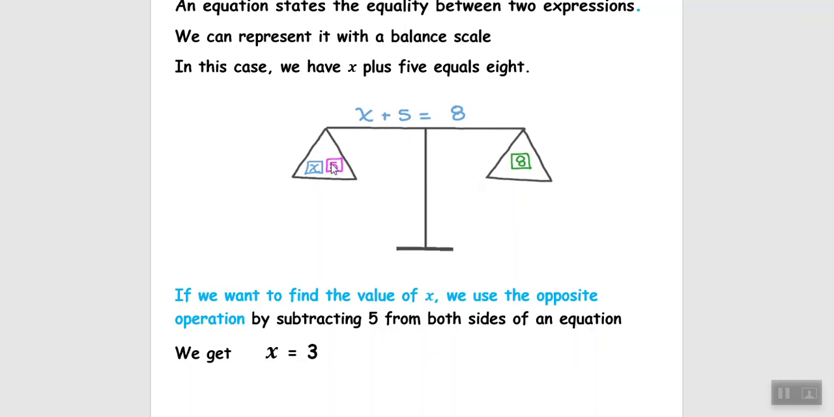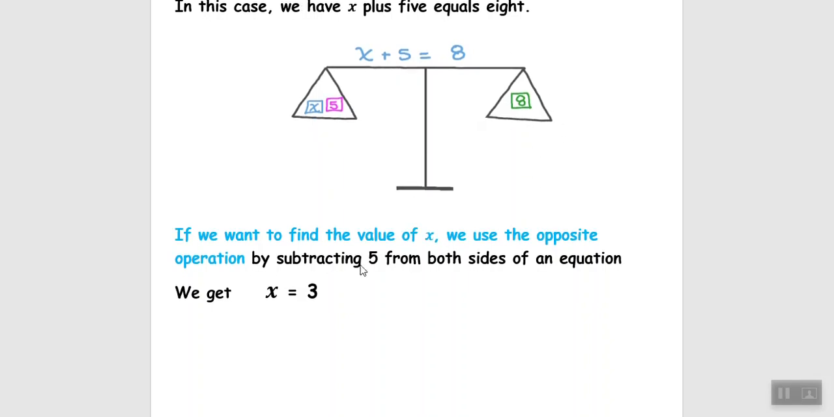If we want to find the value of x, we use the opposite operation. By subtracting 5 from both sides of the equation, we subtract 5 from the left side and get x by itself. Subtract 5 from the right side, we get 8 minus 5 equals 3. So we get x equals 3.